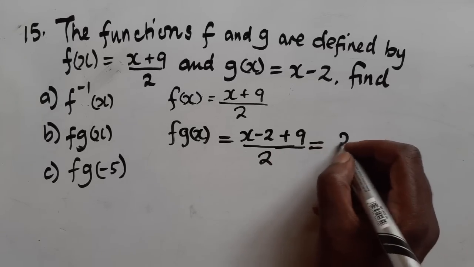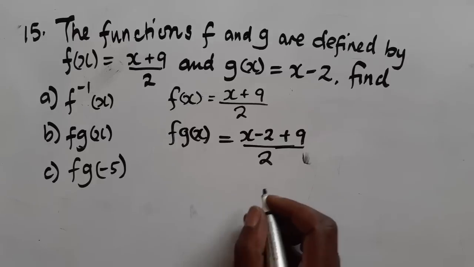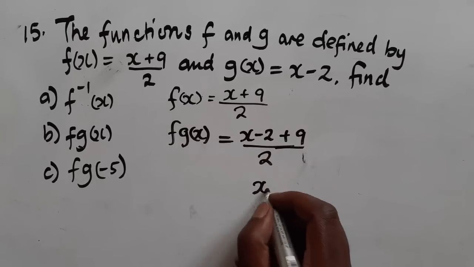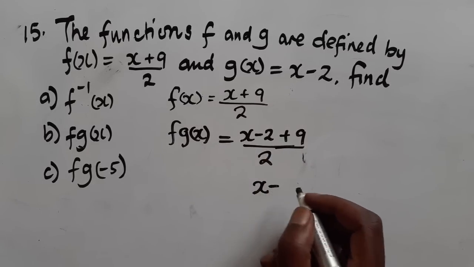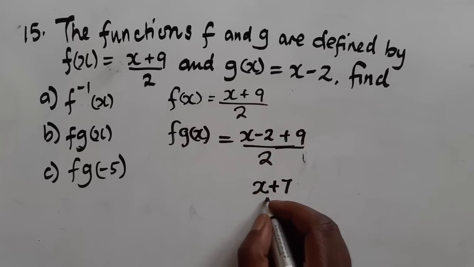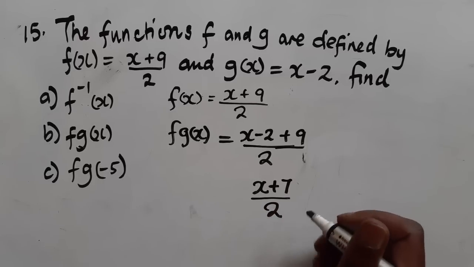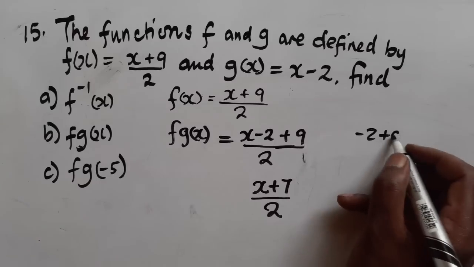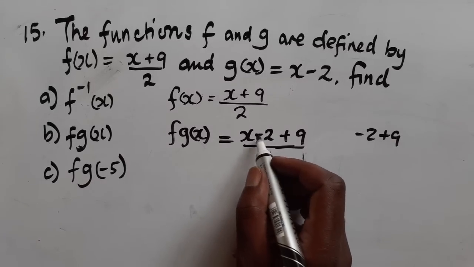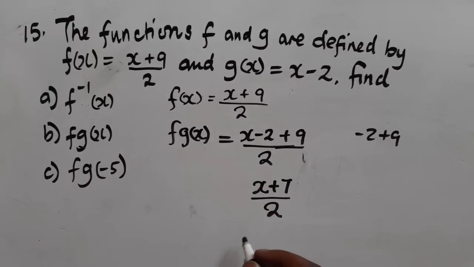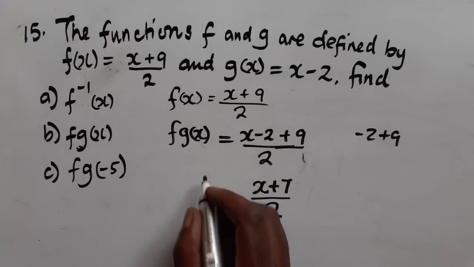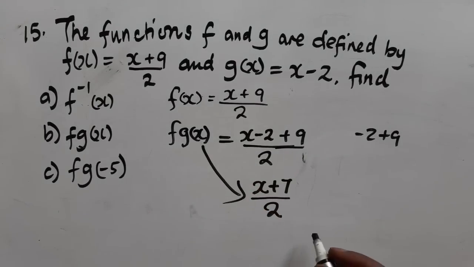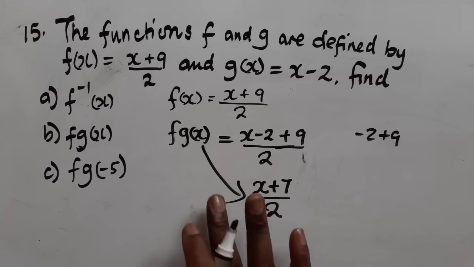This is going to give us x, or we can bring it down, x plus 7 over 2. I hope you know this. You take note of this sign here, that gives us 7. So this is what is going to be our answer to this particular question. I hope that is clear.